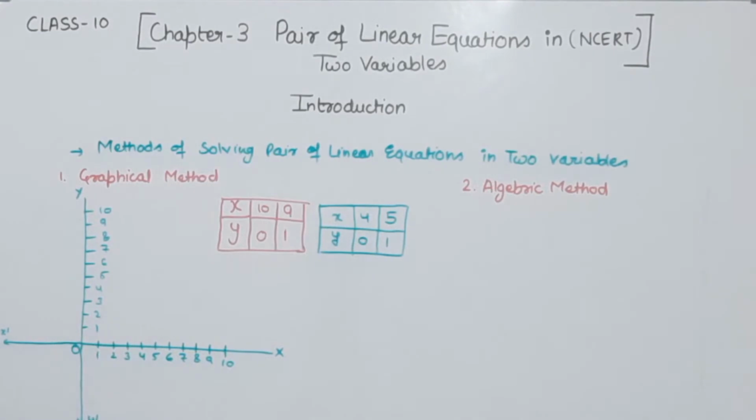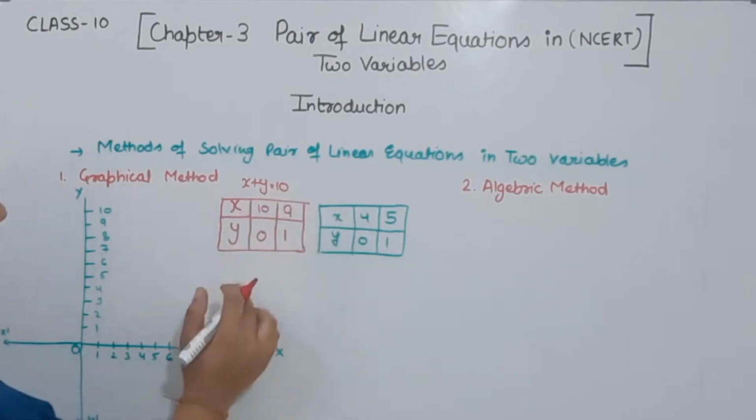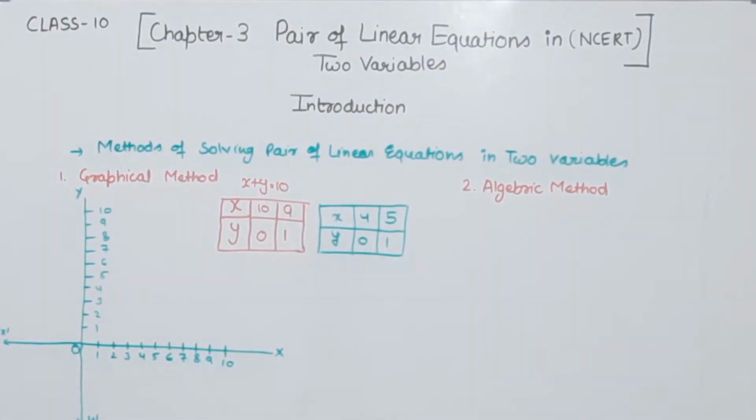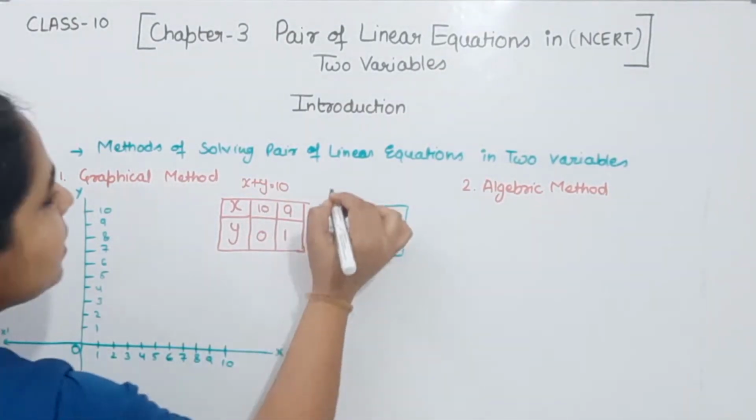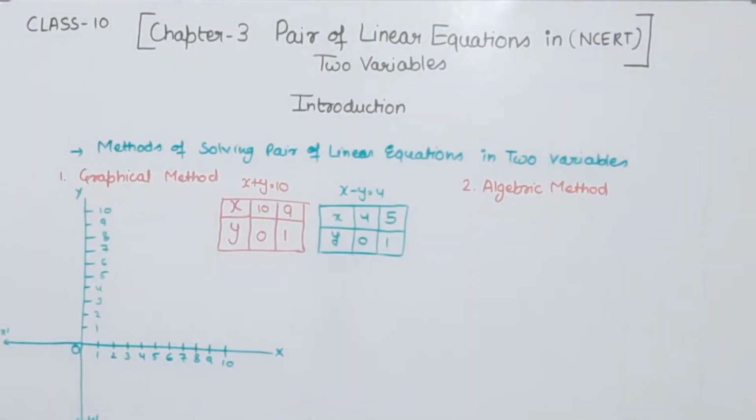So these are the points we have. Now we are going to draw this one. First of all, we are going to draw the first equation. The two equations we have are x plus y is equal to 10, which is the first equation, and the second one is x minus y is equal to 4. So these are the two equations we have.